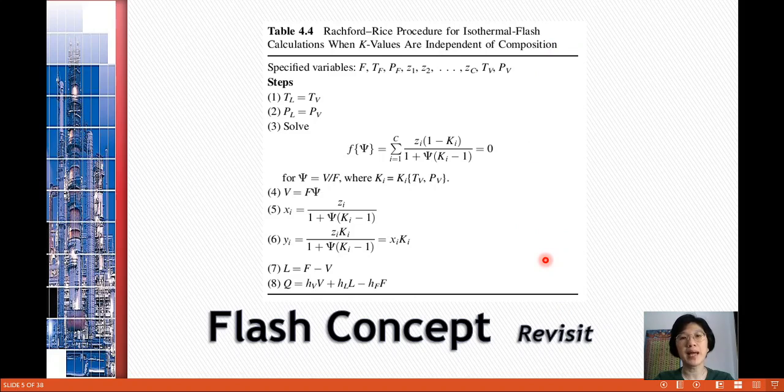And with the flash vessel model in Aspen Plus, you do not need to perform the manual calculation, you just need to apply the model in Aspen Plus to aid you in calculating the product composition of a flash drum.